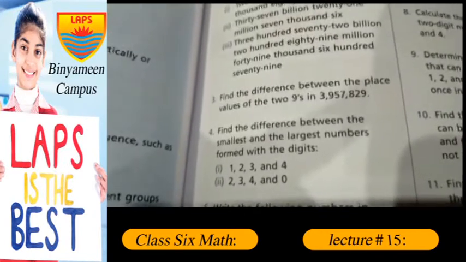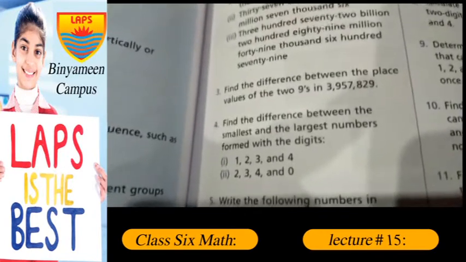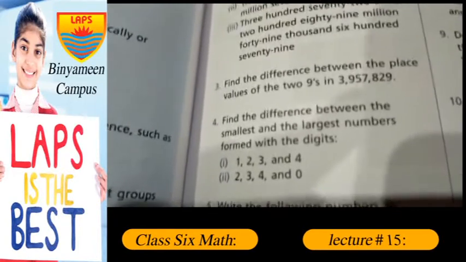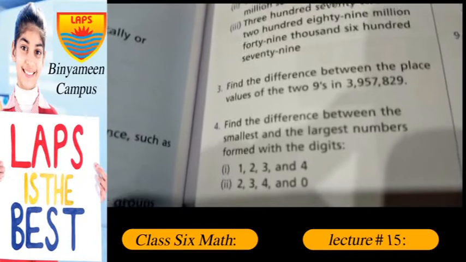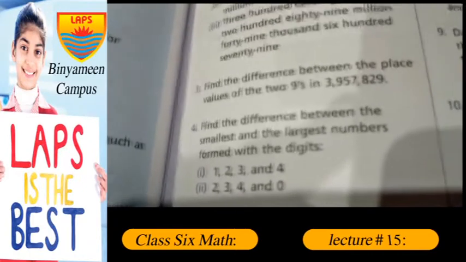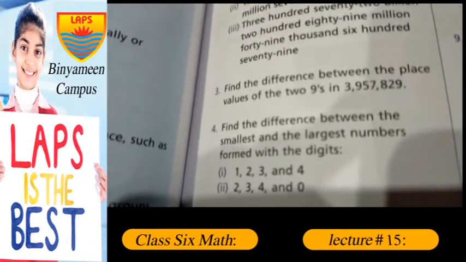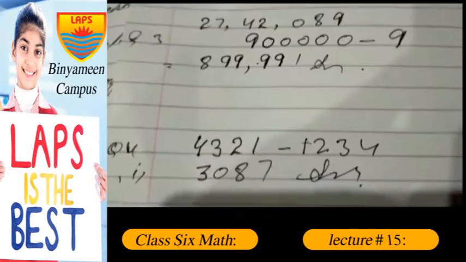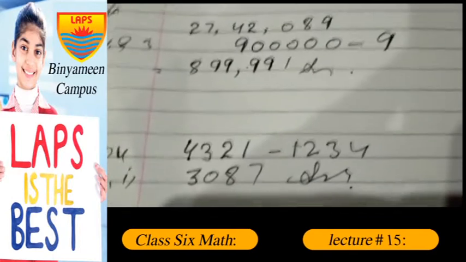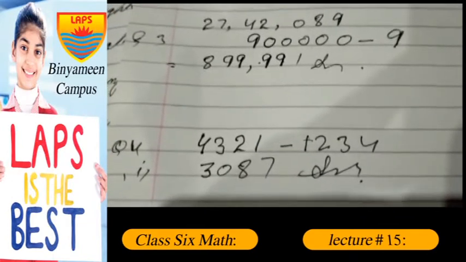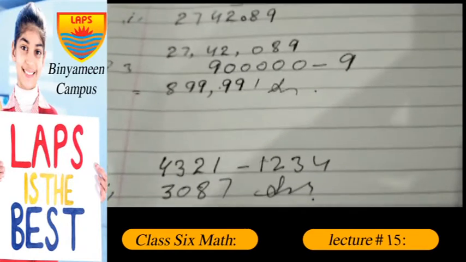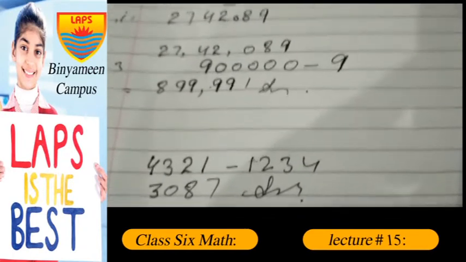Find the difference between the smallest and largest number formed with the digits. First, I arrange the values in descending order. First I write 4, then 3, then 2, then 1. Okay, then we get the answer. The other value, like 1, 2, 3, 4, is written in ascending order.